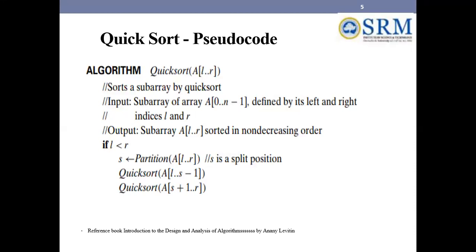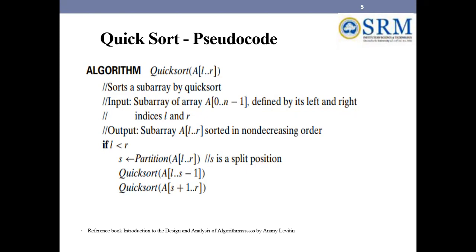So the algorithm name is QuickSort. Input is array A, where L represents the left index and R represents the last index, the right index. Input is an unsorted array, output is a sorted array. And what is it, if L less than R? That means when it becomes L equal to R, we have a single element during the divide operation.